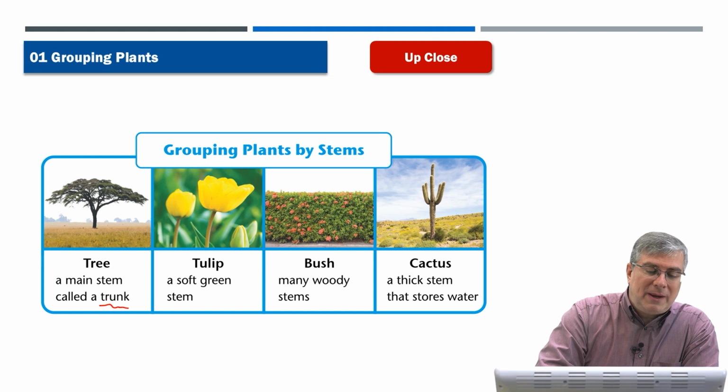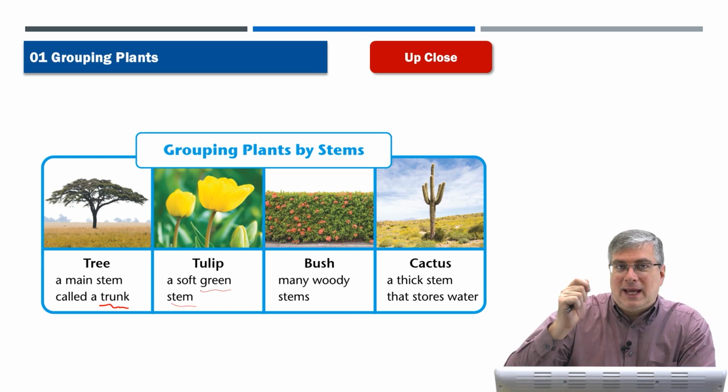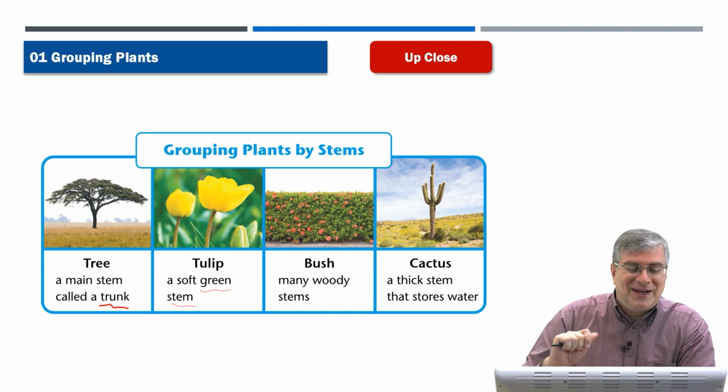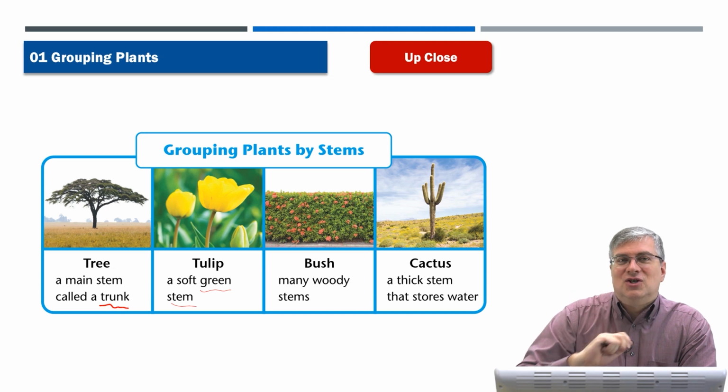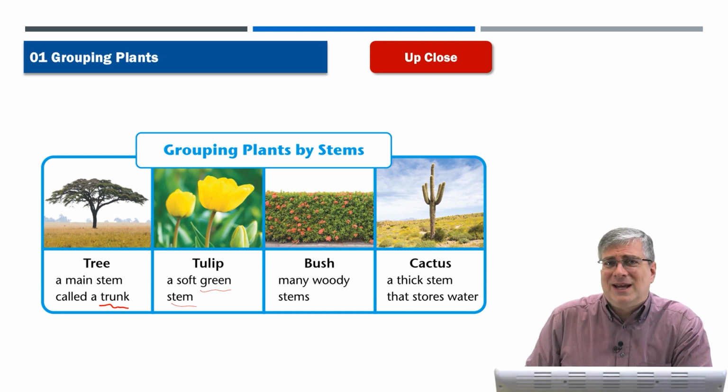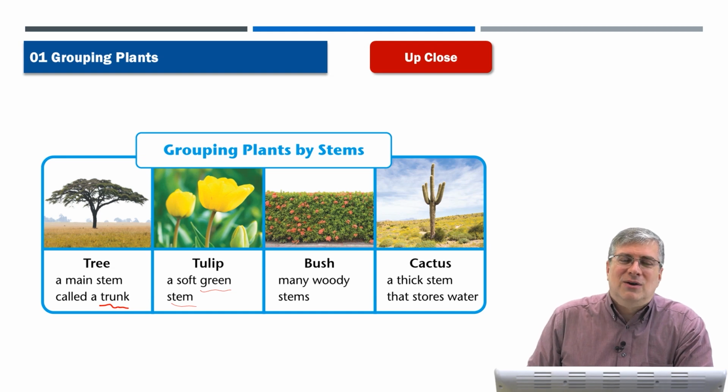Okay, so a tulip has a soft green stem, and it's easy to break it off and give to your mom or your girlfriend if you have a girlfriend. And she will appreciate that. But be careful about whose tulips you're picking, right? Your mom might get angry if you take the tulips out of her garden. Okay, so anyway, those are stems.